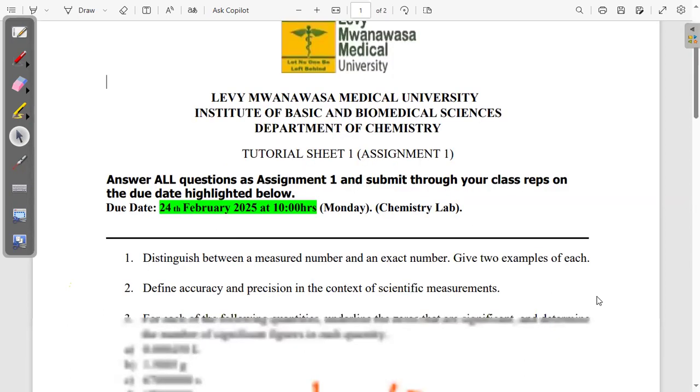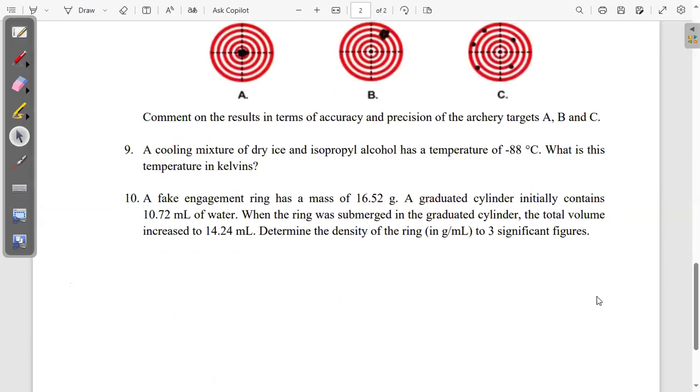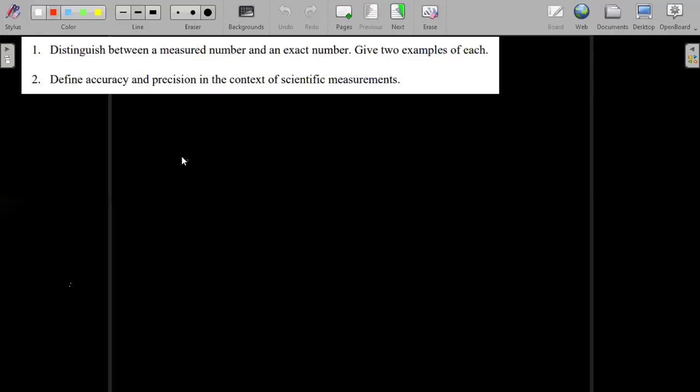Right, so we're going to solve all these questions that you can see here, one by one. How many questions are there? 10 questions. So let's go to the first question. Here we're just defining some definitions. They're saying, distinguish between a measured number and an exact number, and then give two examples of each. Let's start with a measured number.